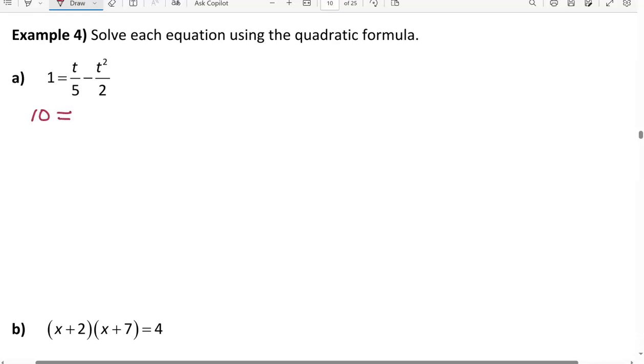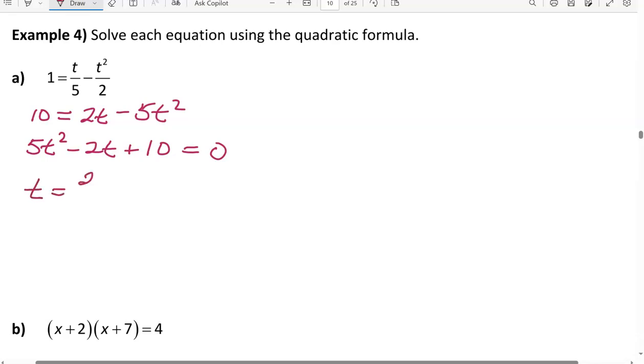So 1 times 10 is 10. t over 5 times 10 is 2t. And t squared divided by 2 times 10 is 5t squared. Next, let's move all of the terms to the side of the equation where the t squared coefficient is a positive number. So I'm going to add 5t squared and subtract 2t from both sides. And now we can plug into the quadratic formula.